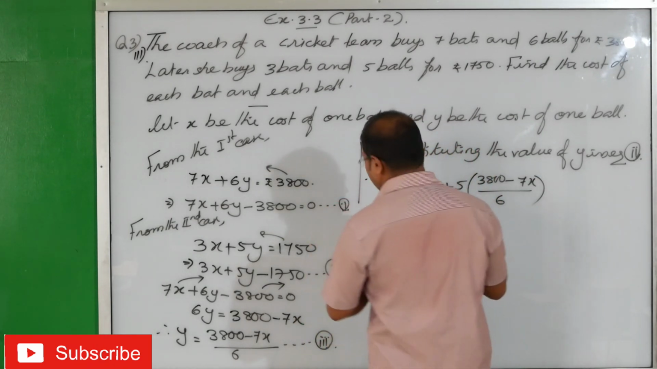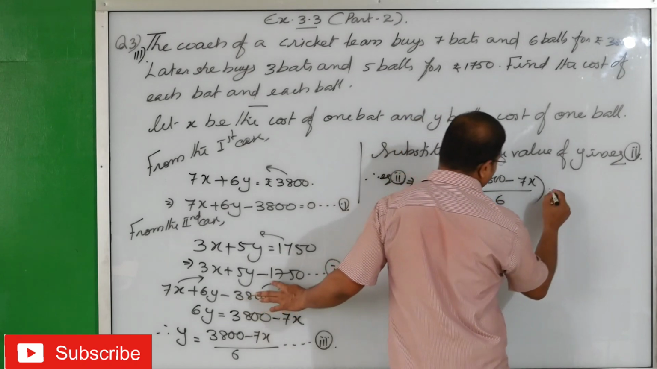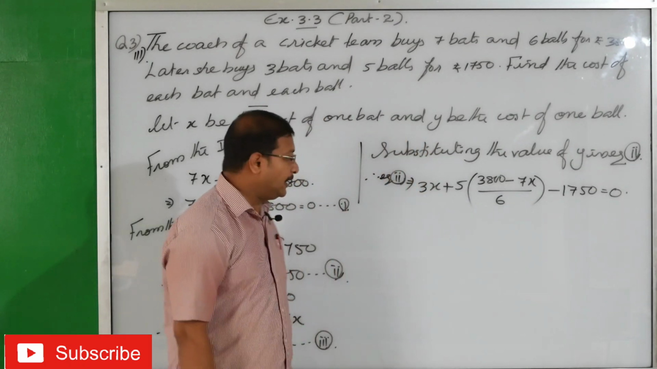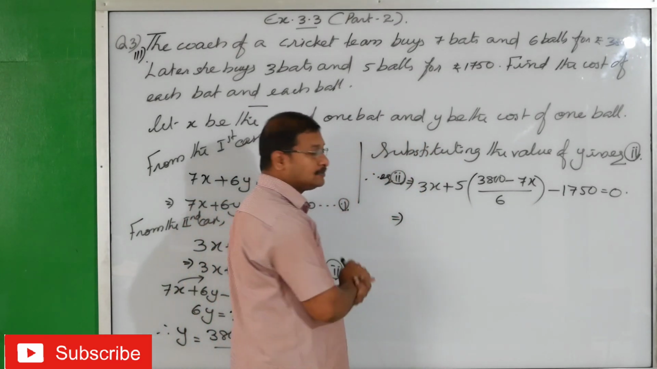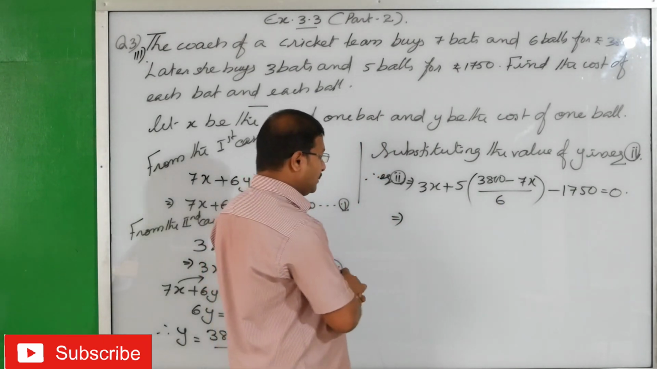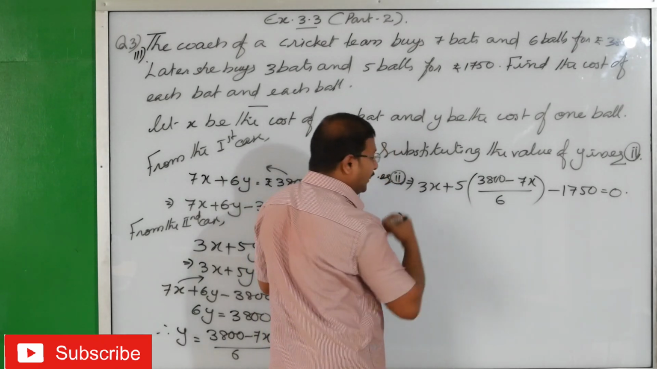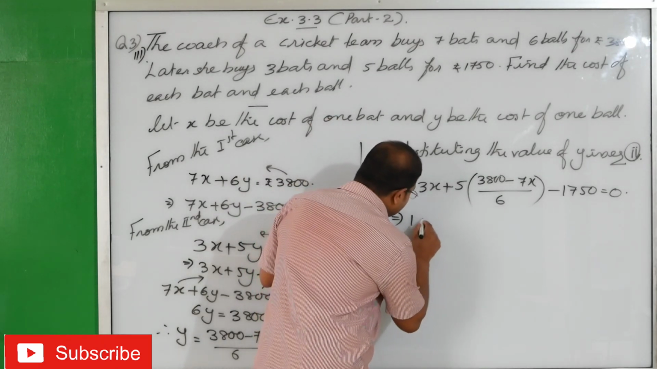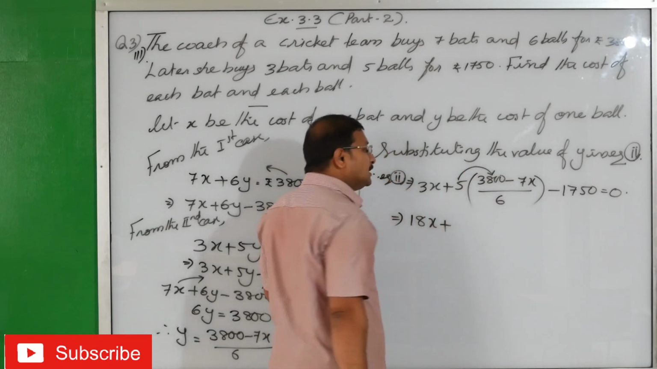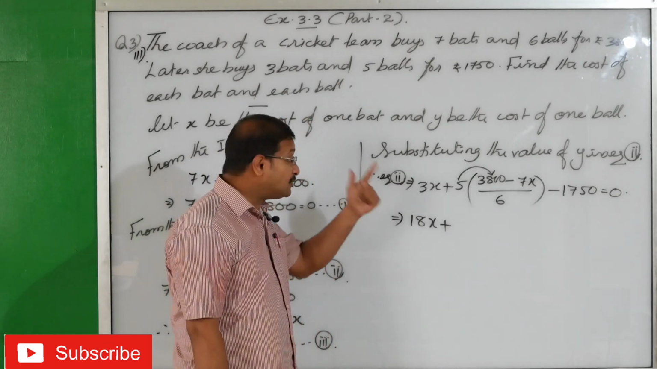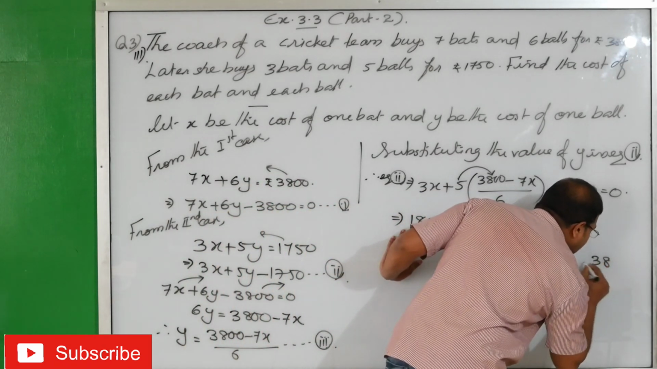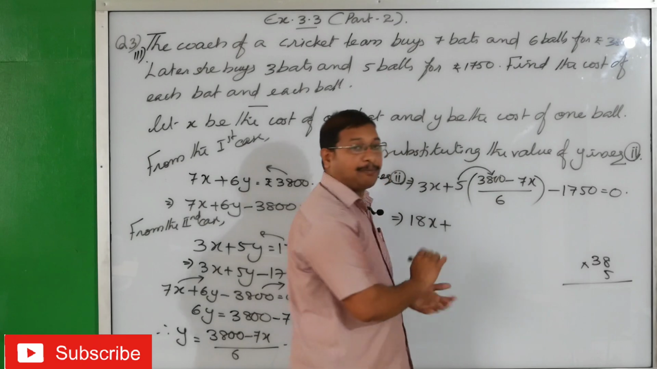That is 3x plus 5y minus 1,750 equal to 0. Ready? This implies. Now what we'll do, we'll open this and we can take LCM as 6. Ready? That means what we'll do? 6 into 3, 6 threes are 18x plus, now 5 into 3,800. That means what you will do? 38 into 5. Ready? So you will take 38 into 5. After that 2 zeros will apply.